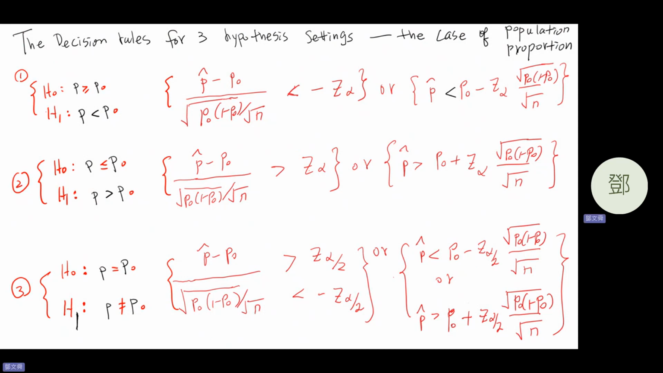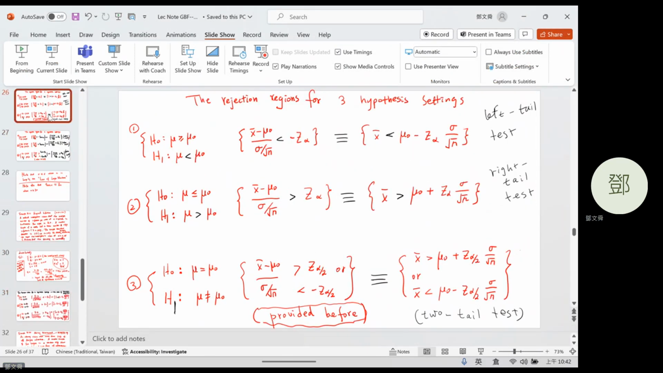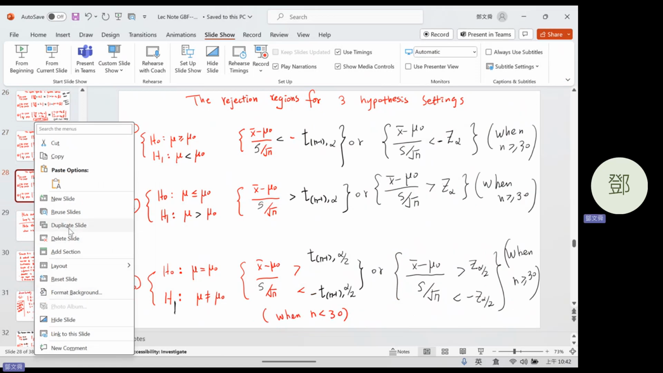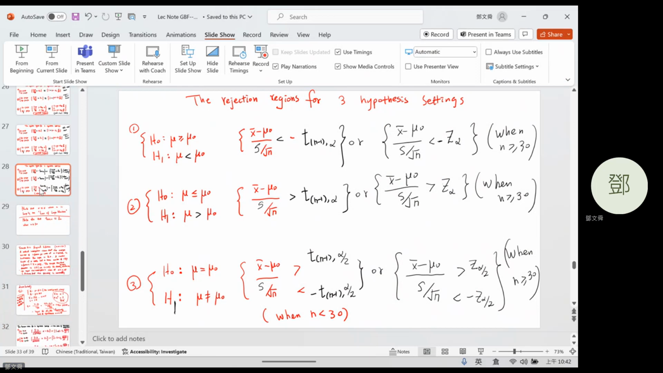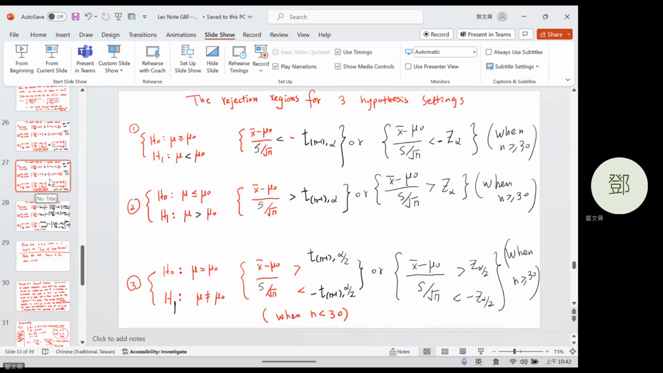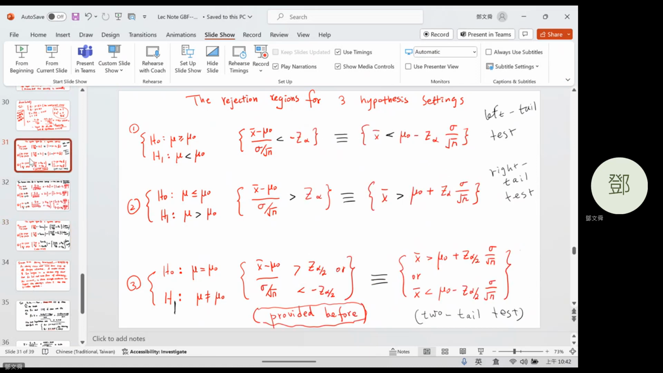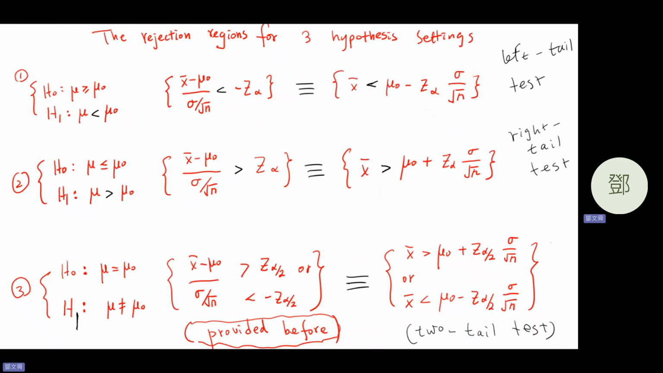Let me switch again. This one, duplicate, and this one, duplicate. So we have 9 tables now. Then let us look at the first 3. These are the first 3.